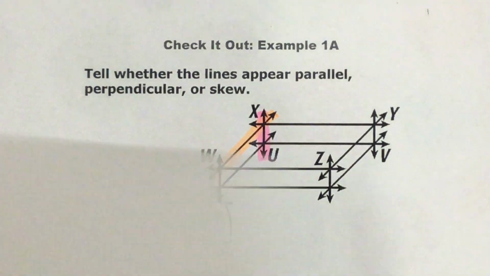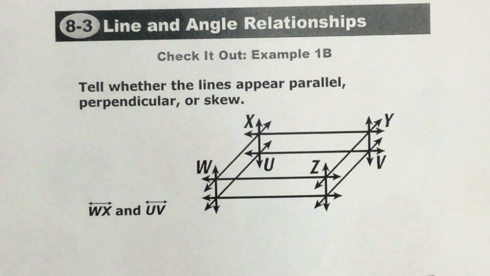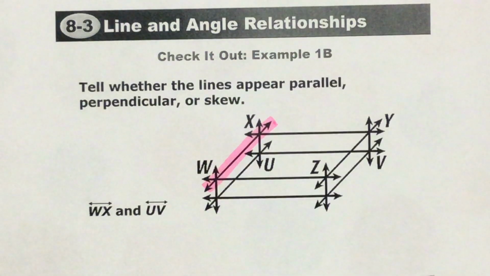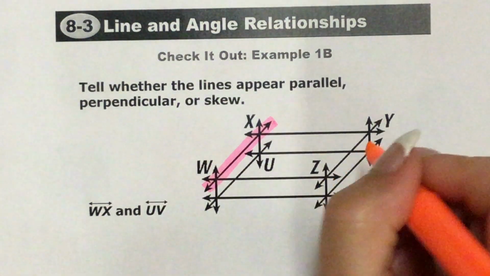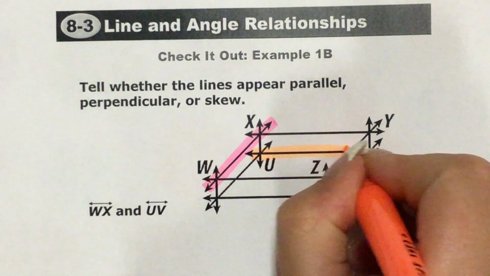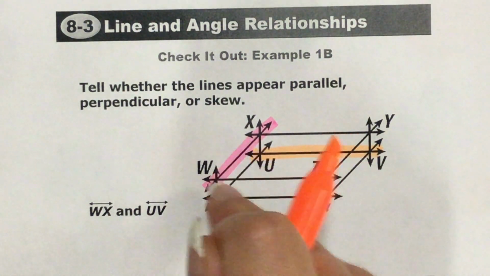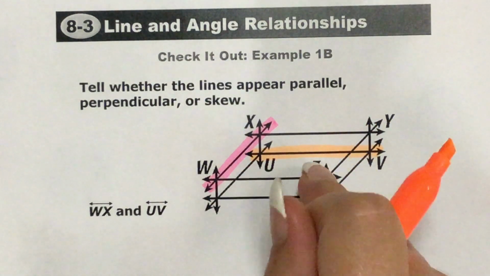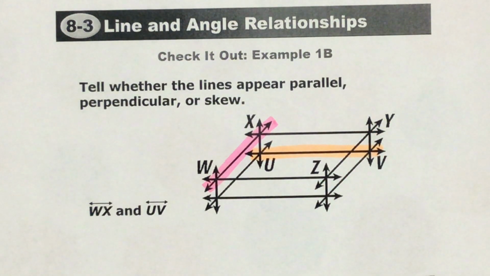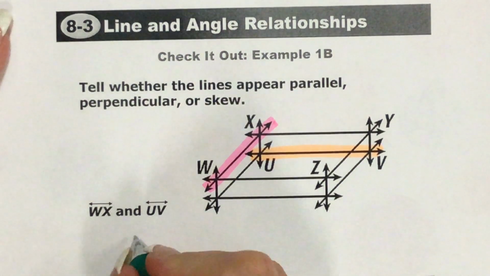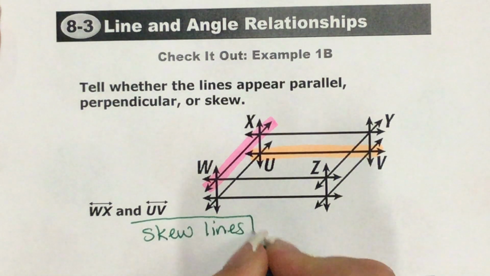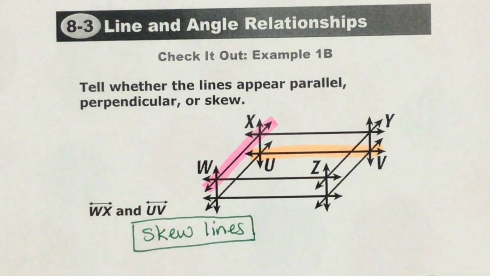Okay, let's go ahead and check out example 1B. Now we're looking at WX again. WX and UV here. Well, these lines definitely are not perpendicular. They're definitely not parallel, and they are in different planes. So they will never intersect. So we're going to say that this is an example of skew lines. So if you got that one right, wonderful.